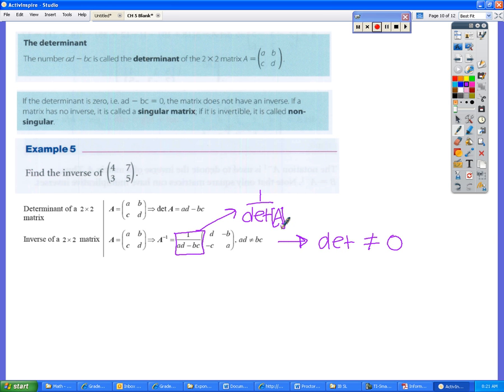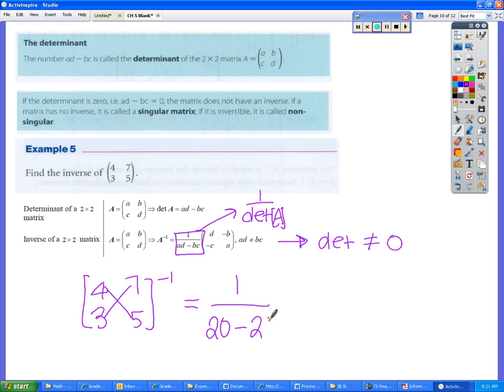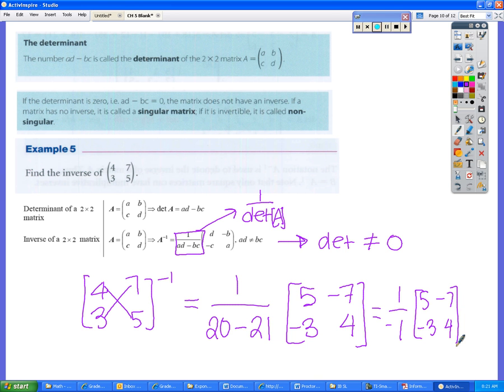Okay? So in example 5, it asked me to find the inverse. So the inverse of 4, 3, 7, 5 is equal to 1 over 4 times 5, which is 20, minus 3 times 7, which is 21. And then the matrix says switch the A and D, but make the B and C negative, but keep them in their same place. So I would get 1 over -1 times 5, -7, -3, and 4. Therefore, it's just the opposite sign, so it'd be -5, 7, 3, -4 would be the inverse.